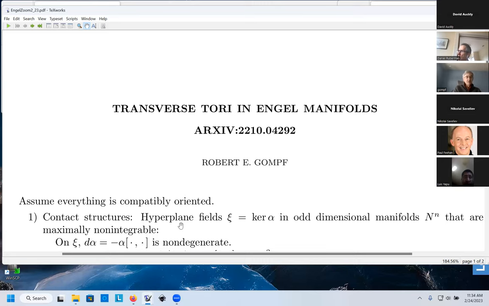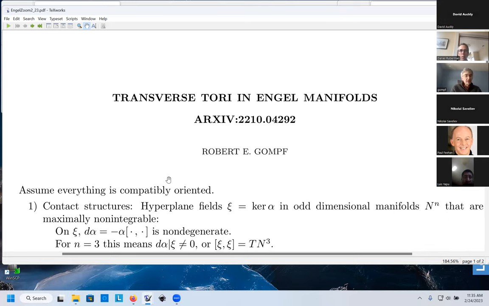And so the integrable case of foliations, of course, those are closed under Lie bracket, which is just the same as saying this thing is zero, and non-degeneracy is sort of the opposite extreme from that. So in the three-dimensional case that I really want to focus on, xi is a two-plane field, and so d alpha being non-degenerate is the same as it being non-zero. And in Lie bracket terms, that's equivalent to saying that we can get the entire tangent bundle of the three-manifold by bracketing vector fields in xi. All right.